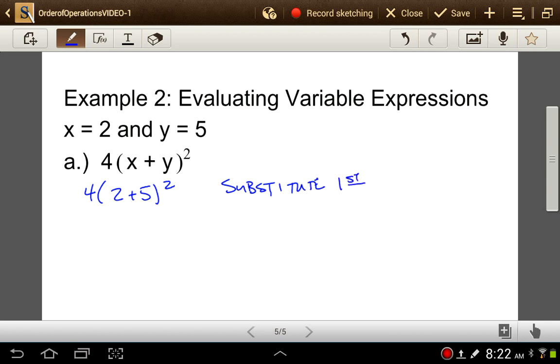Now I can work through my order of operations. I'm going to do grouping symbols first. So that's going to be 4 times 7 squared. Next is exponents. So I'm not going to do 4 times 7, I'm going to do 7 squared next. So that's going to be 4 times 49, 7 times 7. Then I'm going to do 4 times 49, which is going to be 196. And that is my final answer.